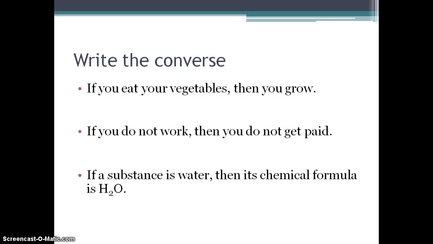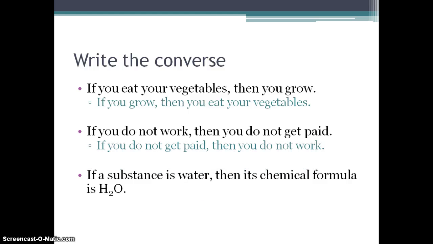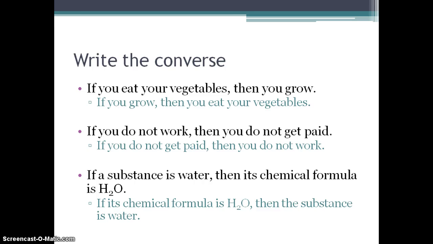So for each of these, we're going to write the converse. First one, if you eat your vegetables, then you grow. We switch the hypothesis and the conclusion to get, if you grow, then you eat your vegetables. Next one, if you do not work, then you do not get paid. The converse would be, if you do not get paid, then you do not work. And the final one, if a substance is water, then its chemical formula is H2O. The converse, if its chemical formula is H2O, then the substance is water.